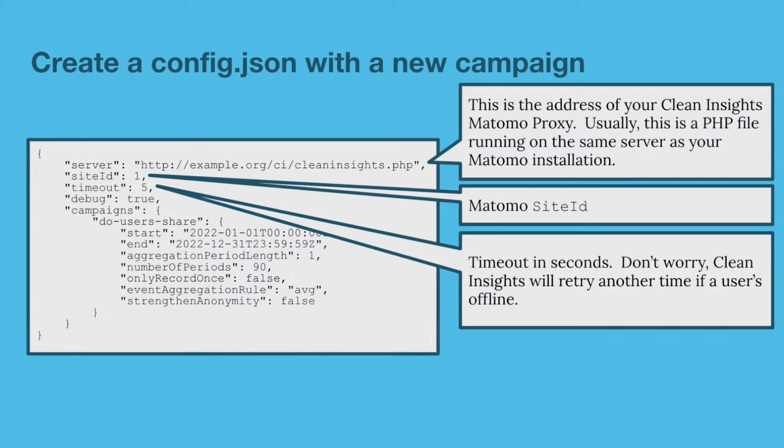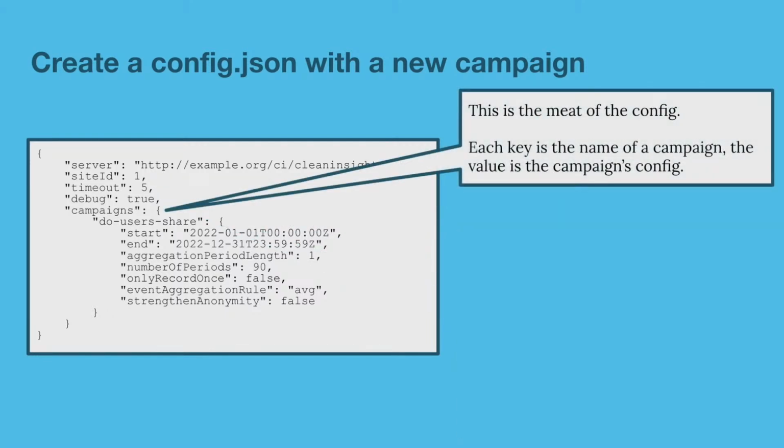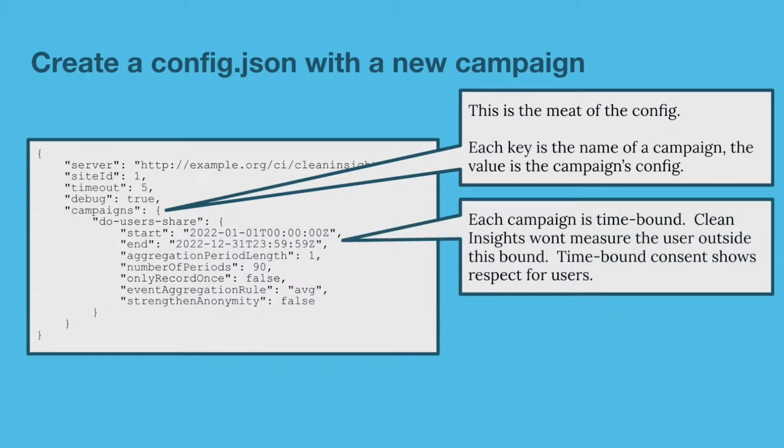You've got the debug flag that turns on additional logging, and then you've got the meat of the config, and that is each of the campaigns. So you can have multiple campaigns. Here we've got just one. Each campaign is a key value pair. I've named this one Do Users Share. So we've got an imaginary application with a share button. We want to know if users are using it, right? So the value for that pair has a few different components.